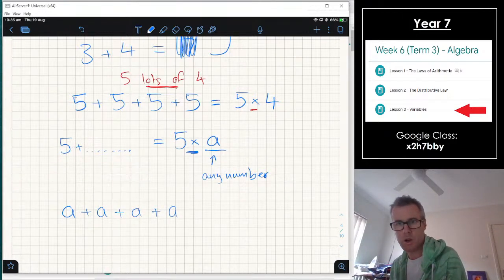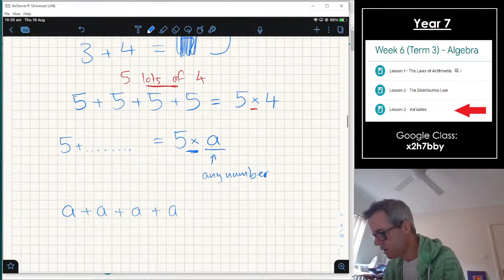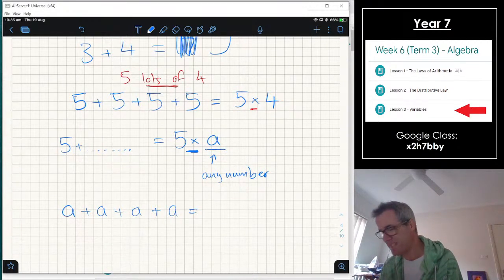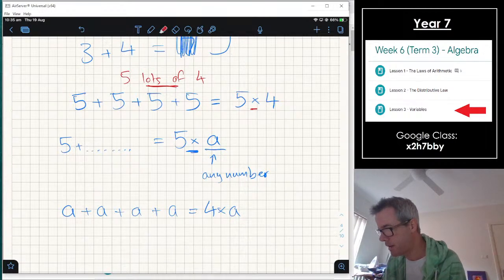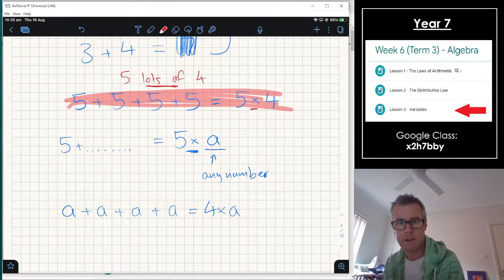Now, we know that this here is to be 4 lots of A, right? As we explained and highlighted up here, in a similar fashion to how it works at the top here.